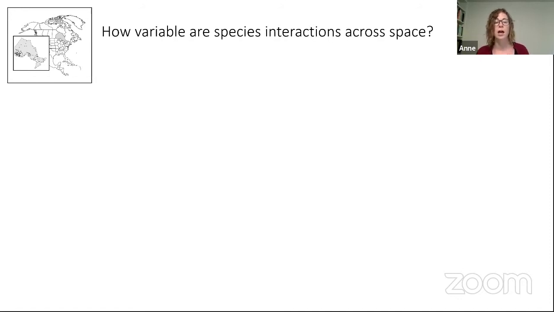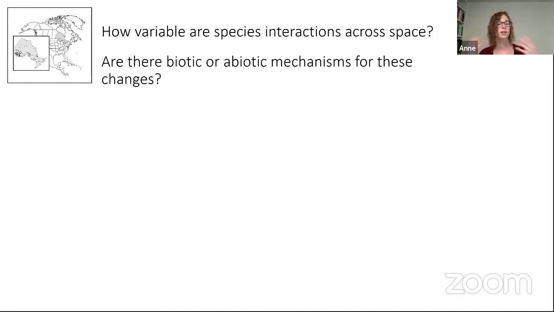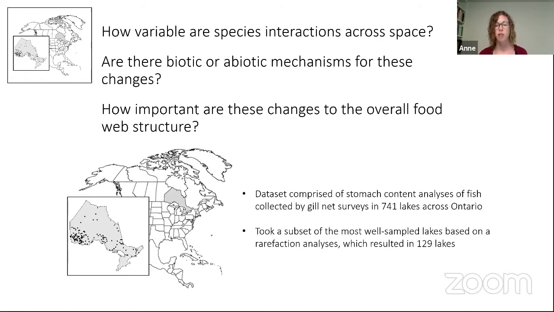So to start with the first one, I was looking at how variable species interactions are across space. Then, if these species interactions are variable, can we explain them using biotic or abiotic mechanisms? And then if these interactions are changing, does it really matter that they're changing? Does it really matter that we're seeing the switch in interactions between different lakes across Ontario? Or is it really the players that are switching out, but the overall food web structure is staying consistent? So you might trade out your lake trout for a northern pike, but the overall structure of your food web is staying the same.